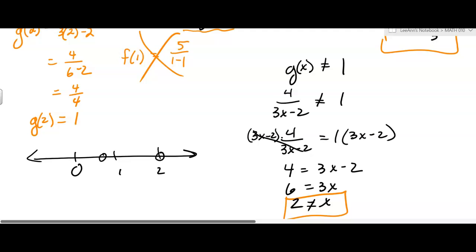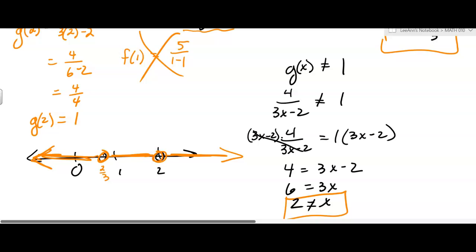So everything else we can have. I can have all these numbers down here. I can have all these numbers in here. And I can have all these numbers up here. I just can't have 2/3, and I can't have 2.